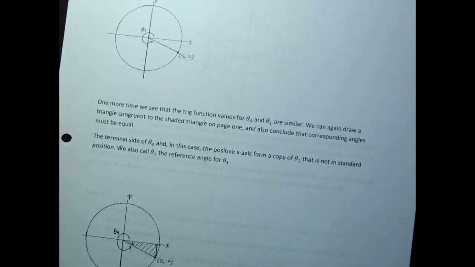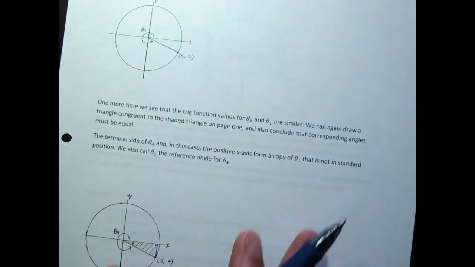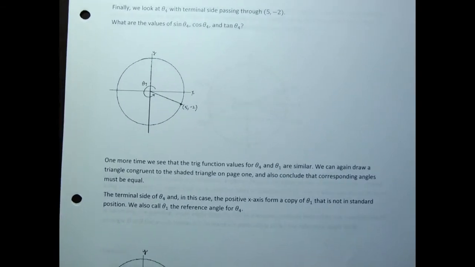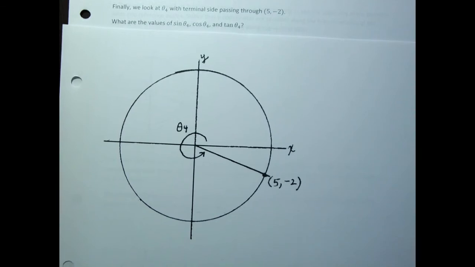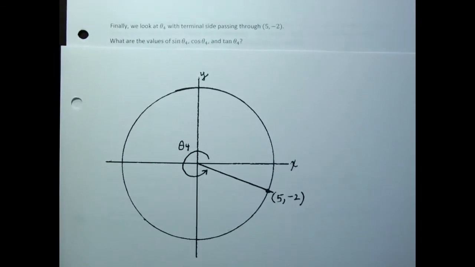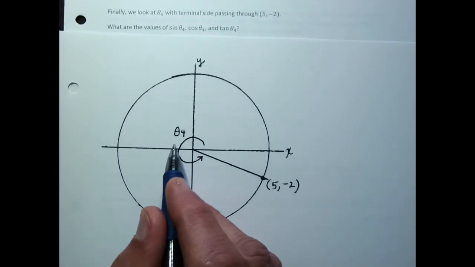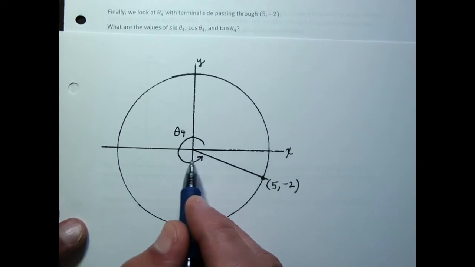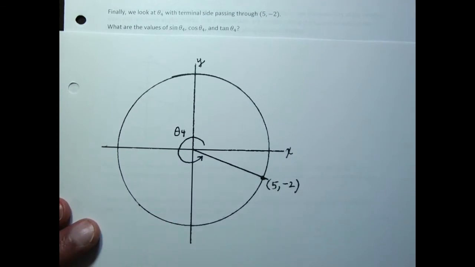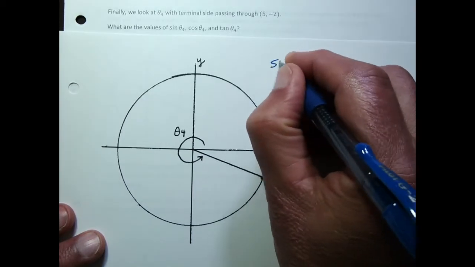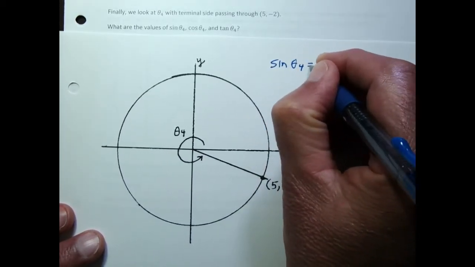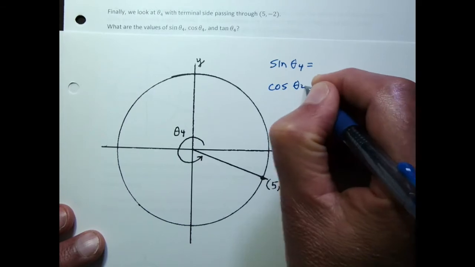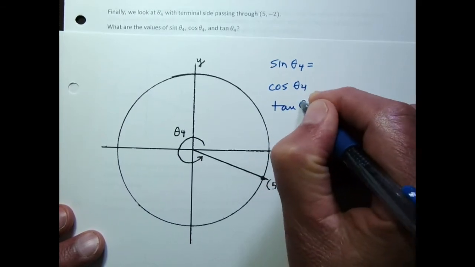We're going to look at one more angle. And you may probably guess where I'm headed here. I'm going into quadrant 4, and so I'm calling this angle theta 4. Let's blow up the picture. So angle theta 4 is pretty big, almost a full circle angle here. And we have our formulas for calculating the sine, cosine, and tangent of theta 4.